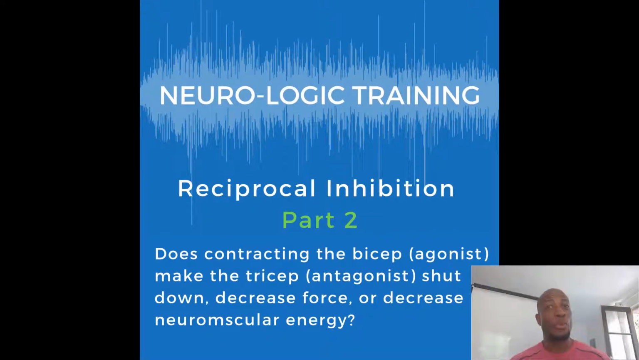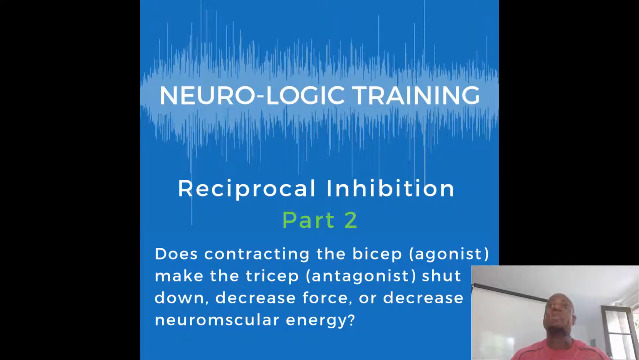All right, so reciprocal inhibition. When we hear that phrase, it's typically described as the agonist causing the antagonist to relax. Some people will say decrease tension. Some people will say the antagonist will actually shut down, okay? And the example is typically given in the biceps and triceps, the bicep being the agonist for elbow flexion and the triceps being the antagonist for elbow flexion.